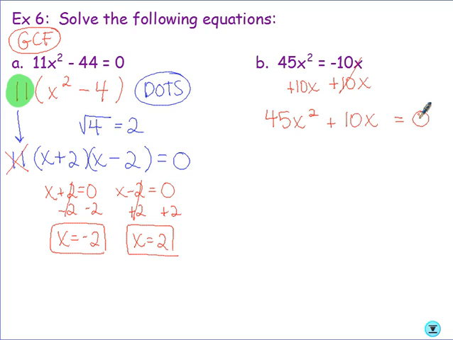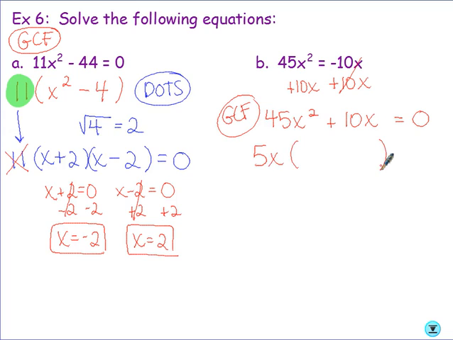Let's go through our shortcuts. Is there a GCF? Yes. And there's a GCF for two reasons. There is something in common, but there is also no C part. If there is no whole number at the end, it is always a GCF. So first question, what can I divide these both by? Well, that's a 5. Is there anything else in common? Yes, there is an x.